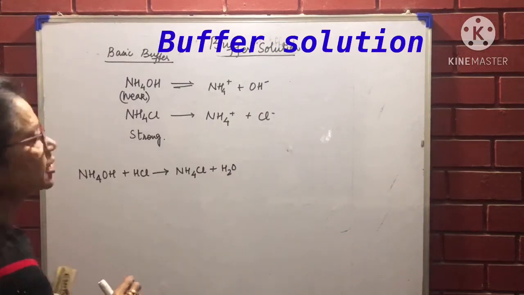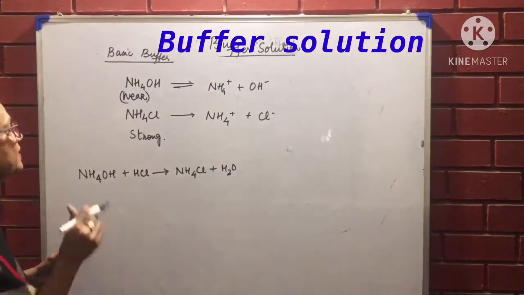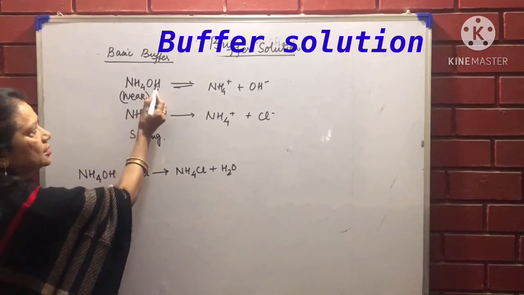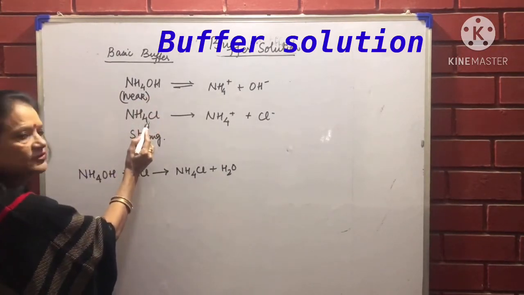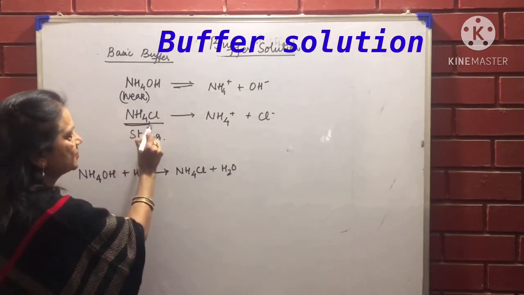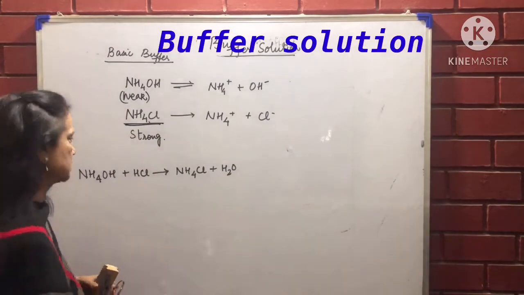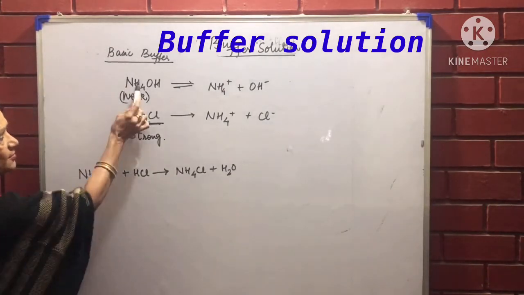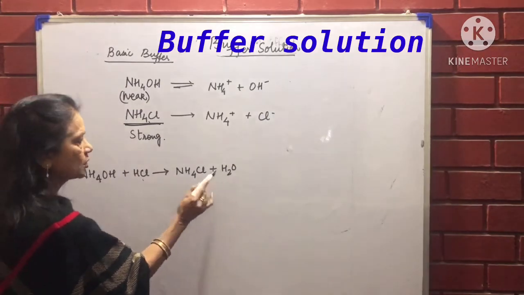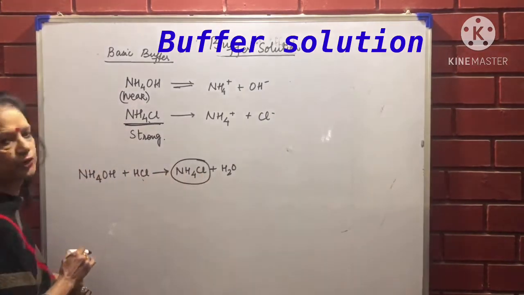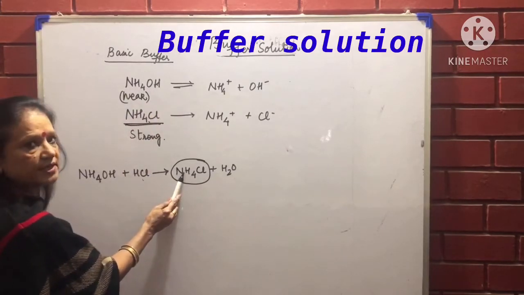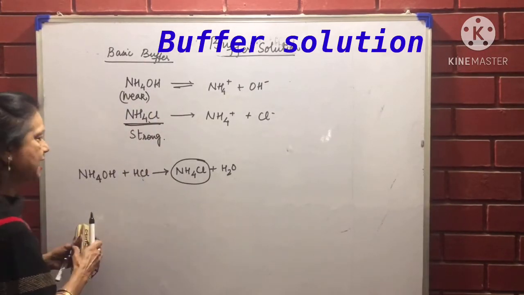Now look at the working of a basic buffer. A basic buffer means that it is a buffer solution between a weak base and a salt of that base with a strong acid. Meaning this is the base. If I react it with an acid, it is going to give me salt and water. So this is the salt that I am going to use. So this base and a salt of that base with a strong acid.